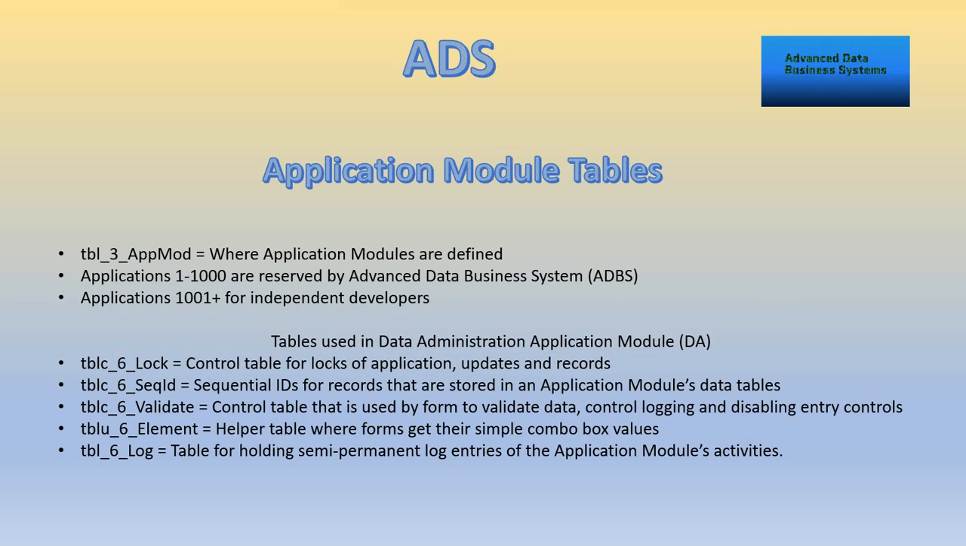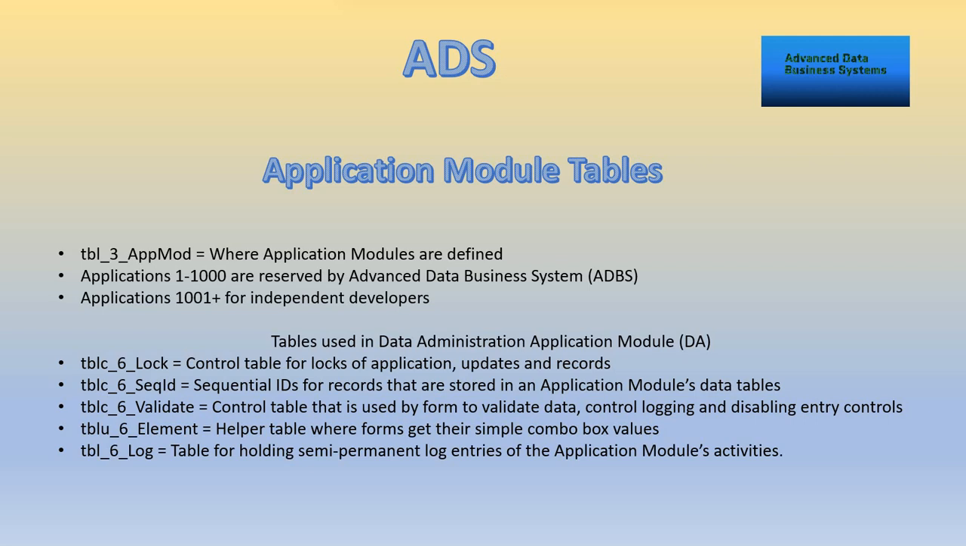We define all the different application modules in the table named TBL delimiter 3 delimiter appmod. I say delimiter for the underlying character because it's used as a delimiter throughout the ADS. A delimiter is a way to split something, in this case a name, into its parts. In that table are a set of default applications, some of which have yet to be developed by ADBS. However, it's always good to plan ahead.